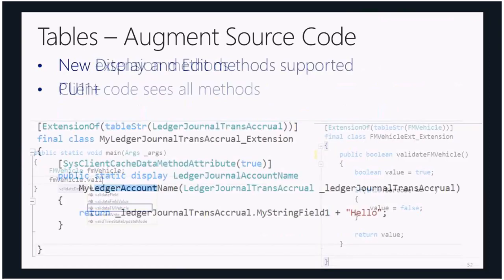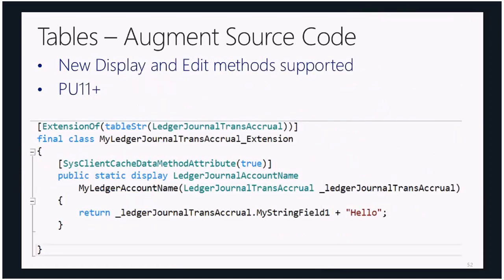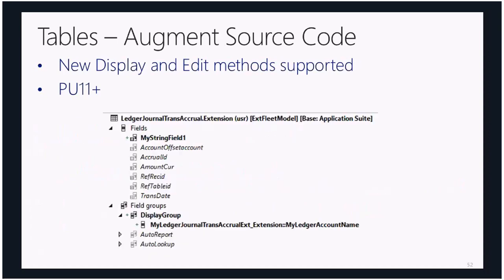A new feature recently added via Platform Update 11 is the ability to define display and edit methods on extension classes. These methods must be defined as static methods taking the parameter of the table class. Here you can see an example of a display method utilizing an extension field. When you add a new field to a display group, you can select the static extension class and method as seen here.